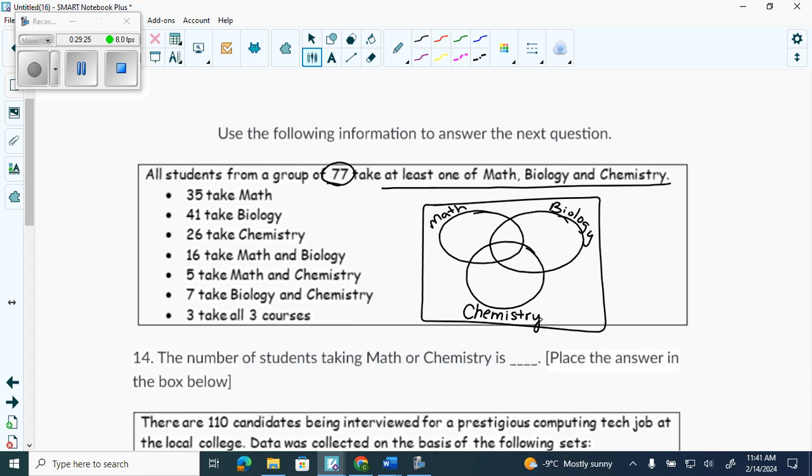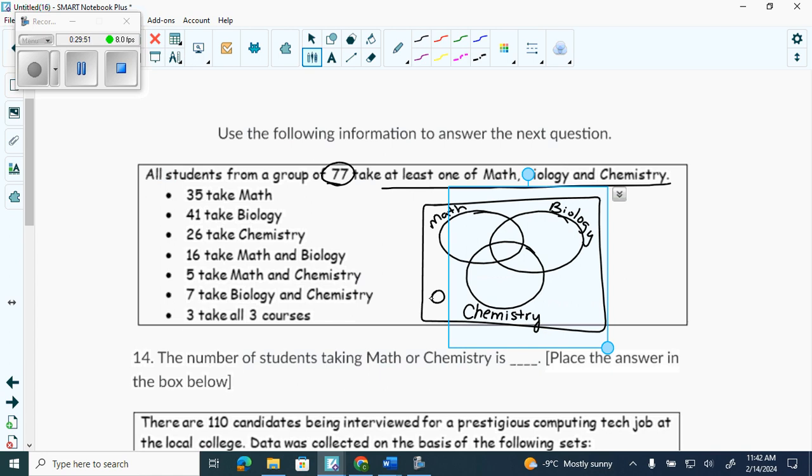35 take math. Does it say math only? No, so I can't do it right now. 41 take bio. Bio only? No, can't do it right now. 26 take chemistry. Math and bio. Can I do that right now? If it was a 2-circle, could I do it? 3-circle? No. 5 take math and chemistry. 7 take bio and chemistry. I can only do the outside, the onlys, and the all 3s have to be done first.